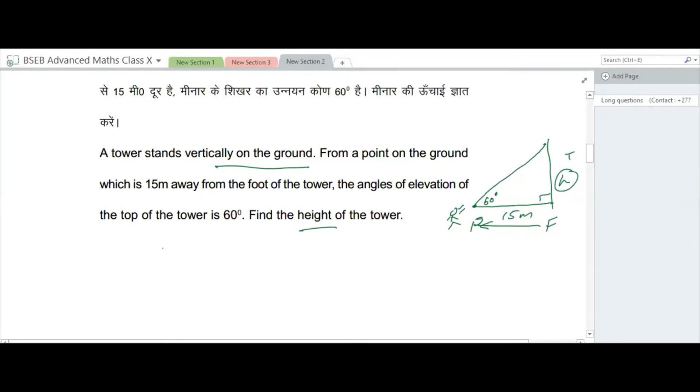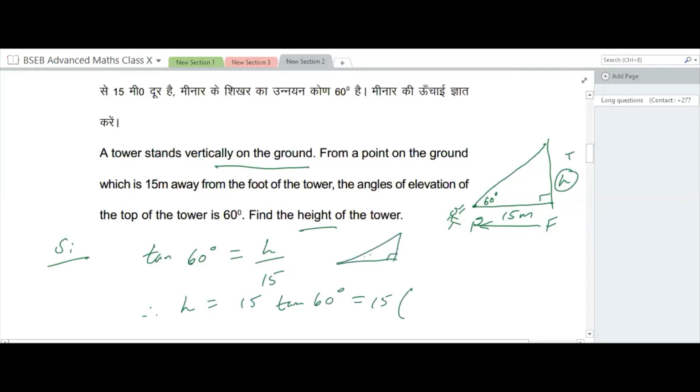Now to find the height, we need to look at the trigonometric ratio. Looking at the solution, tan of 60 degrees is equal to h over 15, which is opposite over adjacent. So h is equal to 15 tan 60 degrees. Tan of 60 is root 3. So my solution is 15 root 3.